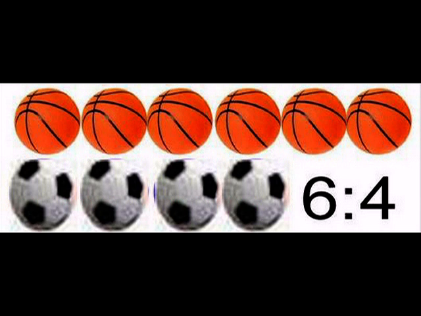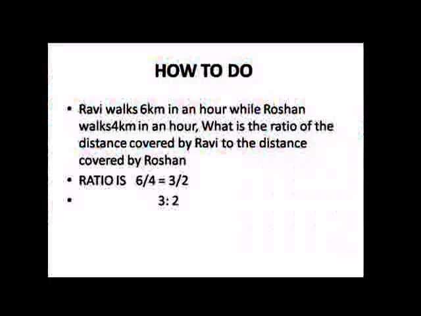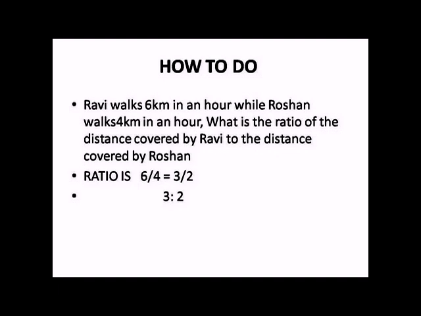Then how to do some questions. Ravi walks 6 km in an hour while Roshan walks 4 km in an hour. What is the ratio of the distance covered by Ravi to the distance covered by Roshan? Here the comparison is between Ravi and Roshan. So the ratio is 6 km walked by Ravi, 6 by 4, that is equal to 3/2, it is 3:2.